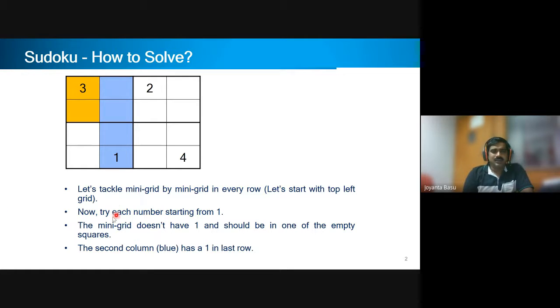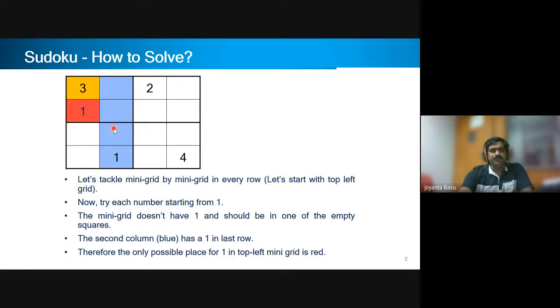Okay, let's now try each number, starting with 1. If the mini grid doesn't have 1, it should go in one of the empty squares. In the second column, in the blue one, 1 is in the last row, so 1 is not possible in this column. So the only possible place for the 1 is the top left, the grid in red.